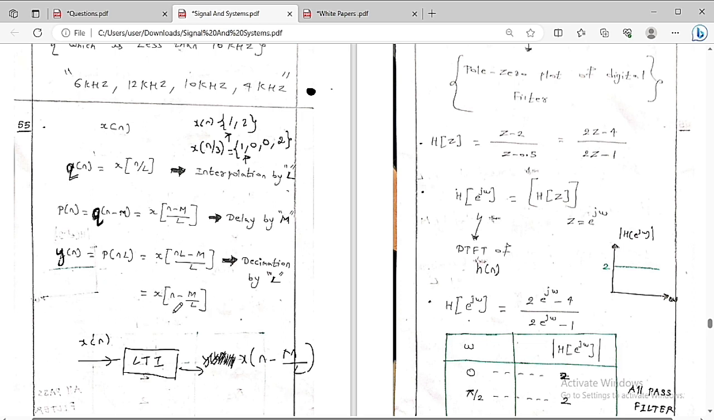So this is the correct solution of this question. What we have to do first is interpolation by L, which means replace n by n/L. Then delay by m means replace n by n minus m. Then decimation by L means replace n by nL.